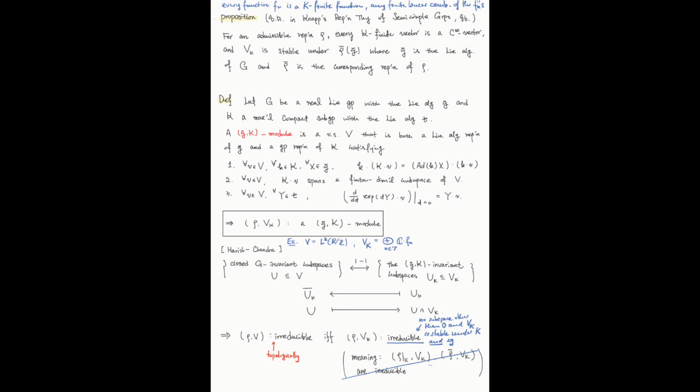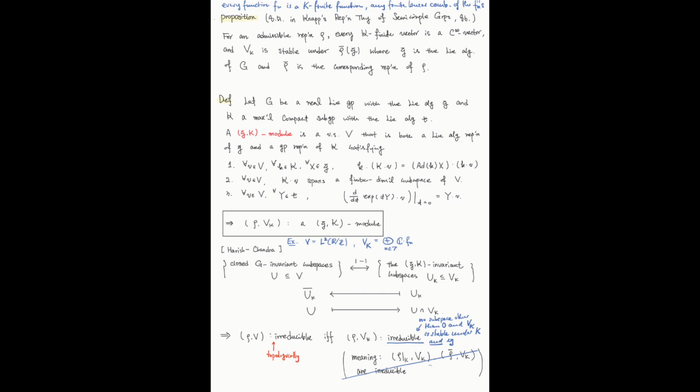And then every finite linear combination of these f_n's is of course also a K-finite function, and n can be any element in Z. From this it is actually not hard to see that in fact every K-finite vector is a finite linear combination of those.